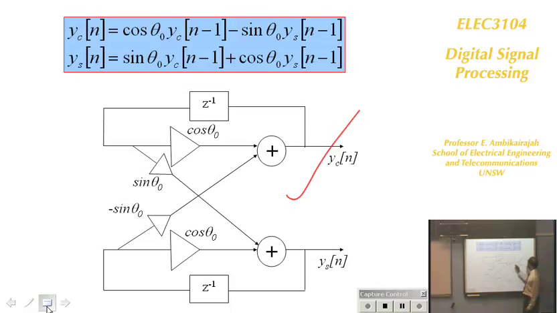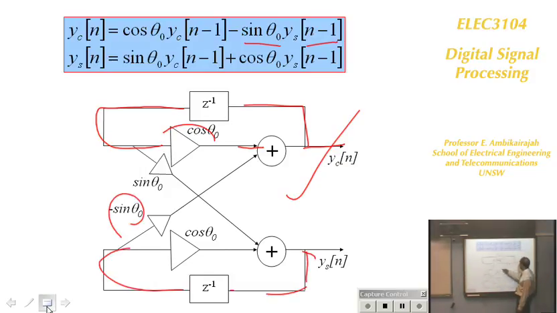Basically, you can start with the yn, and you say cos theta naught yn minus 1 you need. So you've got yn minus 1 multiplied by cos theta, you get that. Then you get sin theta naught multiplied by the sine output, so you get the sine n minus 1 output, and multiplied by minus sine theta means you get that output. Similarly, the other one. Okay.